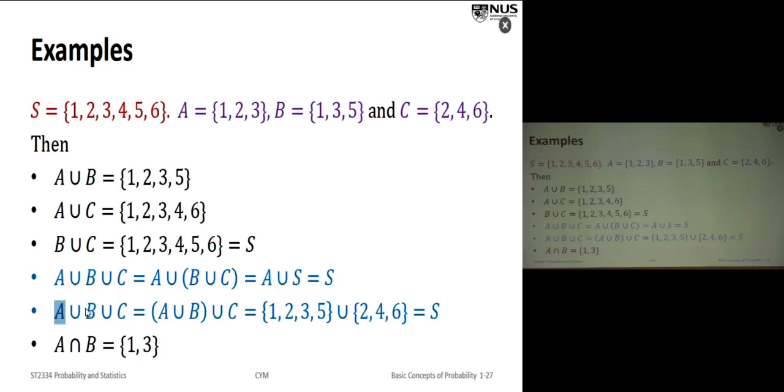We can also do that the other way around. So A union B union C is the same as the operation A union B. I do that first, and then I take the union with C. So we've already done the operation A union B. That's 1, 2, 3, 5. And then we get the event C. So this is now the union of 1, 2, 3, 5 with 2, 4, 6. Okay, so I get this one and I add the elements 4 and 6, and I get 1, 2, 3, 5 union 2, 4, 6, and that's the sample space.